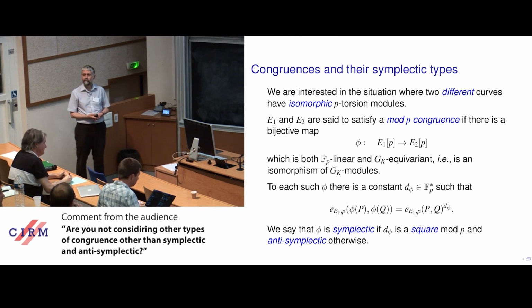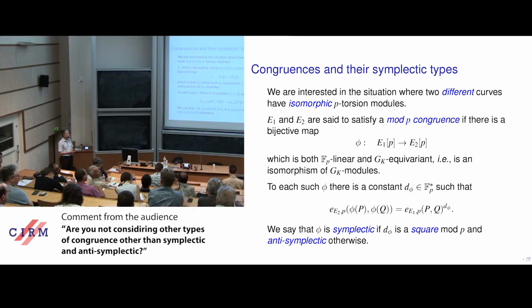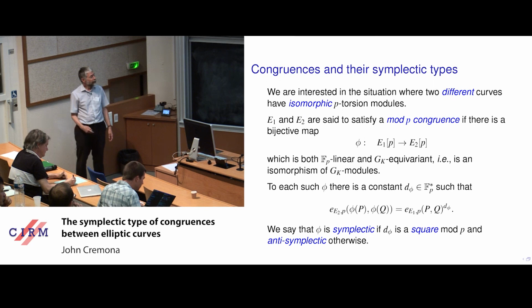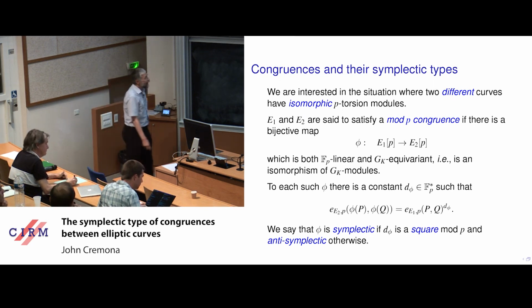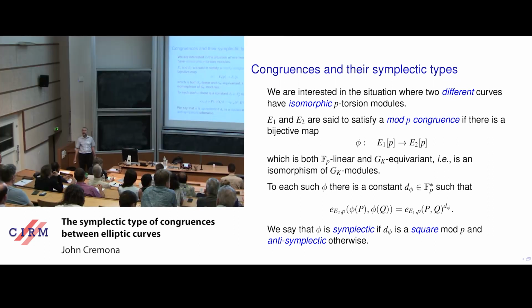Niels? So for p equals 5, for instance, there are also these other types. Are you not considering them now? The ones that are neither symplectic nor antisymplectic? Well, according to this definition, every element of F_p star is either a square or a non-square. So according to this definition, there aren't any others. I'm not just saying d_phi is plus or minus 1, no. I'm just distinguishing squares and non-squares. Right. Okay.